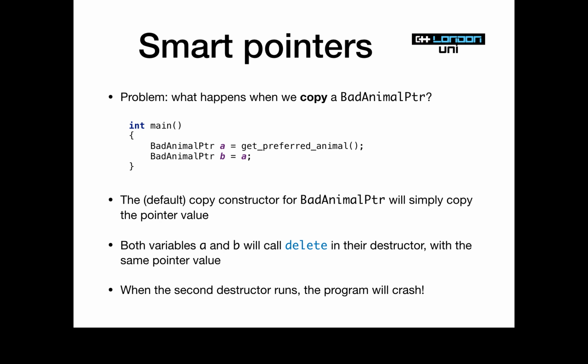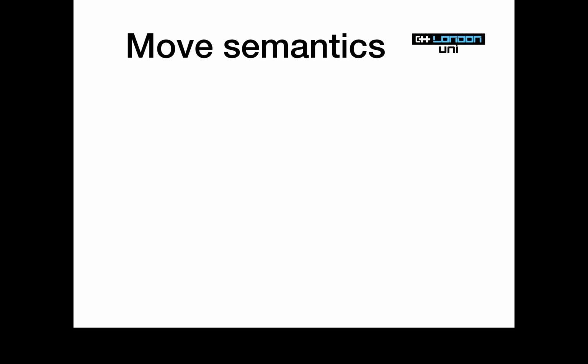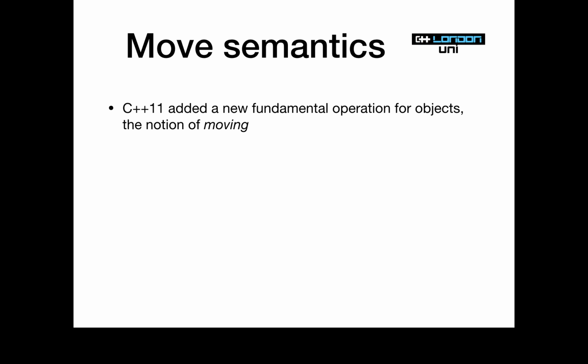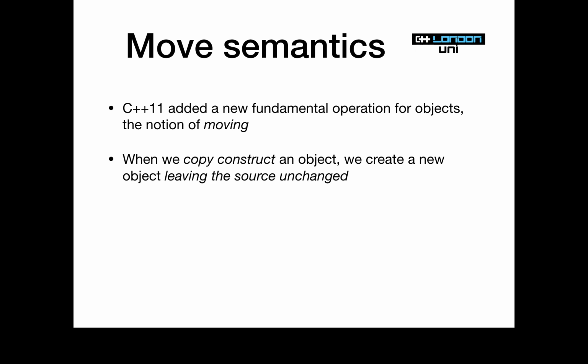And that required a new addition to the language. That new addition they call move semantics. So C++11 added this new fundamental operation, moving. We've talked a lot about copying objects. When we copy something, we're creating a new instance that has the same value but is completely independent. Another way of saying it: when we copy construct an object, we create a new object, leaving the source unchanged.